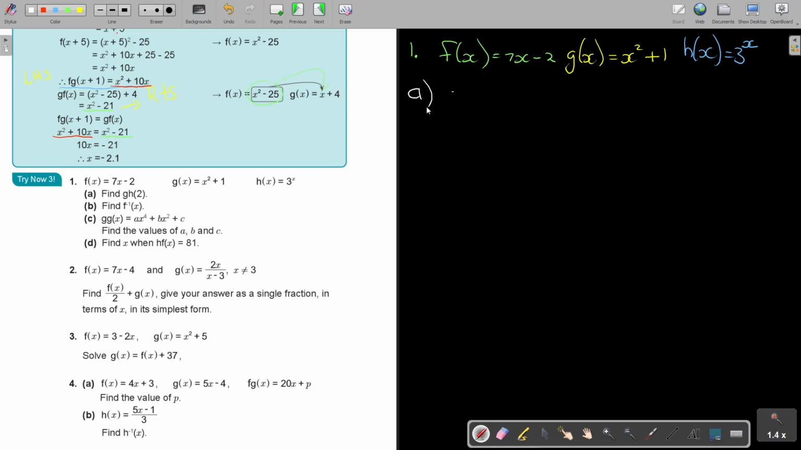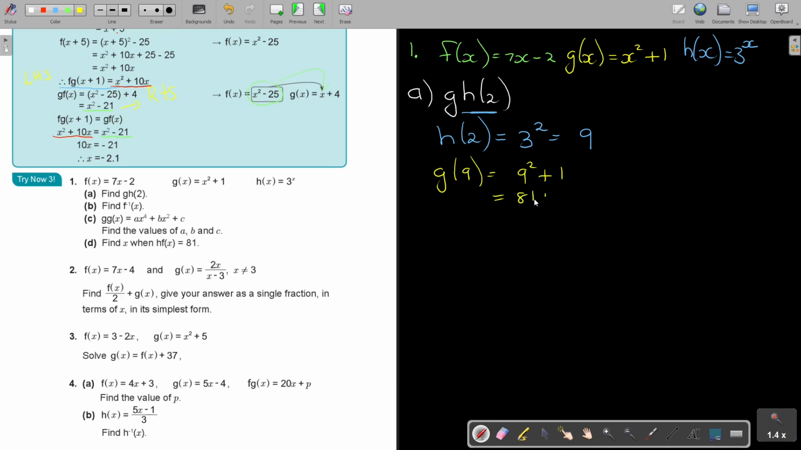Okay, so let's start with the first one, number A. Find g(h(2)). Now remember, we always start from the back. So first I'm going to find h(2). That is 3 to the power of 2, and 3 times 3 is 9. So now I can find g(9), and that is going to be 9 squared plus 1, which is 81 plus 1, which is 82.